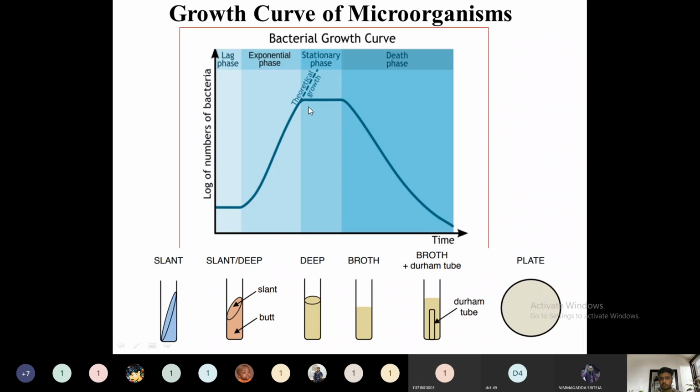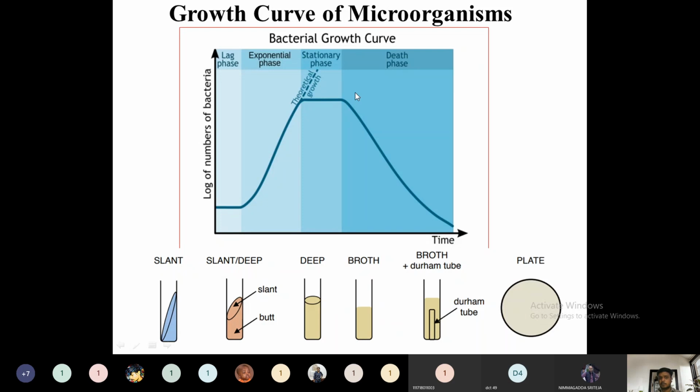So there are four phases in which the bacteria will grow. The four phases are, first one is lag phase, in which there is no multiplication of the number of cells, and only the cells will grow in size. Whereas in the exponential phase, the cells will multiply. Then the stationary phase, in which there is no growth, neither will the cells multiply. Only the cells which are present up to the exponential phase will be present in the stationary phase.